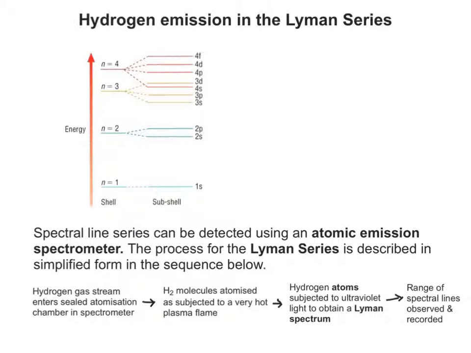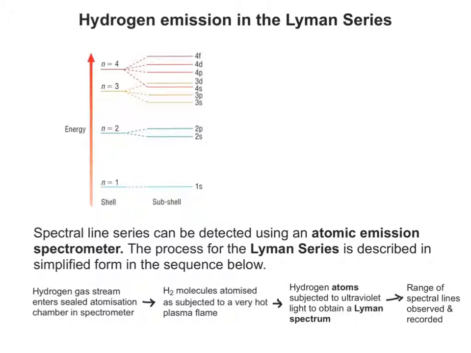So I'll start by just quickly taking you through the technique that's used. We don't use a cathode ray tube anymore. We use something called an atomic emission spectrometer. The cathode ray tube has been around for over 100 years, and it's fairly limited in what it can give us. So let's say we wanted to go for the Lyman series. You take a stream of hydrogen gas, and that would be pure hydrogen gas. It wouldn't be hydrogen mixed with air.